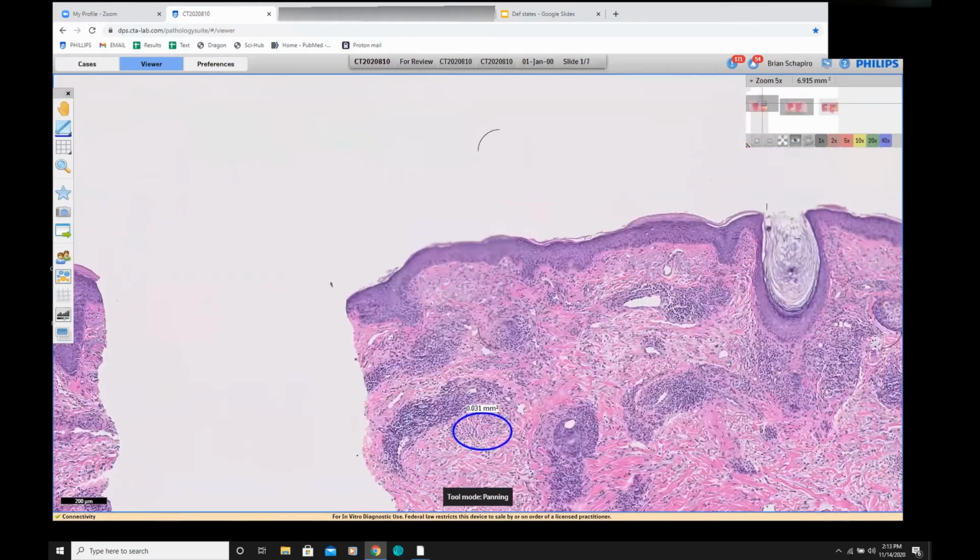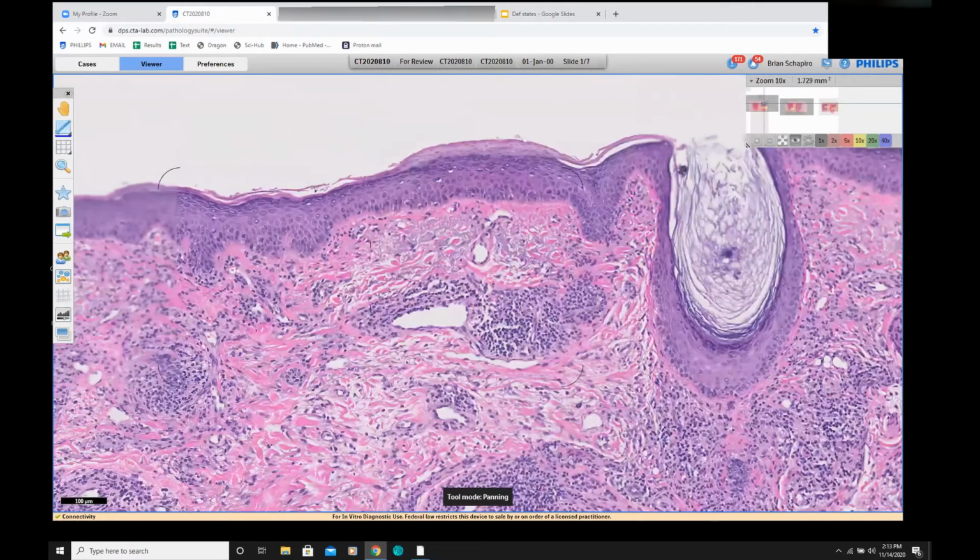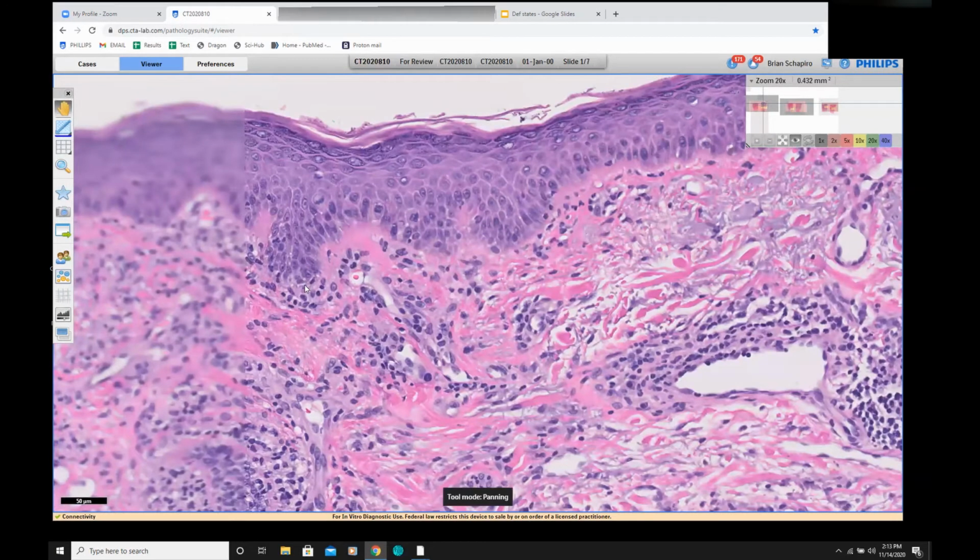Sometimes these cases have a little buzz at the interface as well. This one did not. Maybe here.